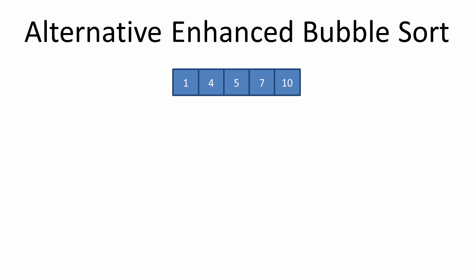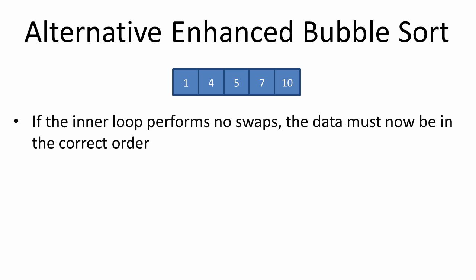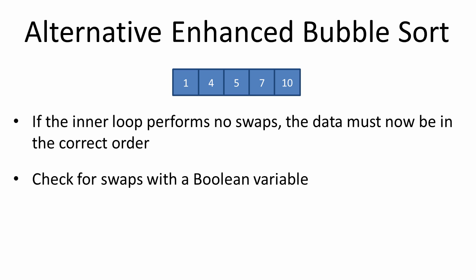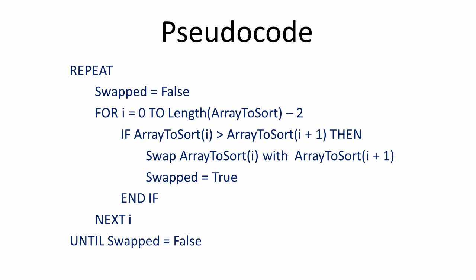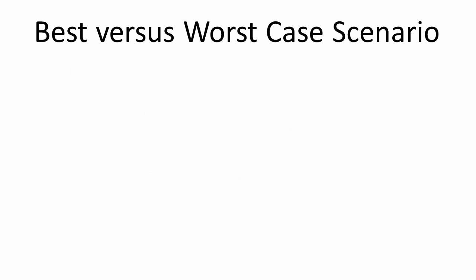There's another enhancement we can make as well. If the inner loop doesn't perform any swaps, then the data must now be in the correct order. So we can check for swaps with a Boolean variable, and we can force an exit from the bubble sort when there's no more work to do. This is what the pseudocode looks like. And this introduces another concept, that of best and worst case scenario.